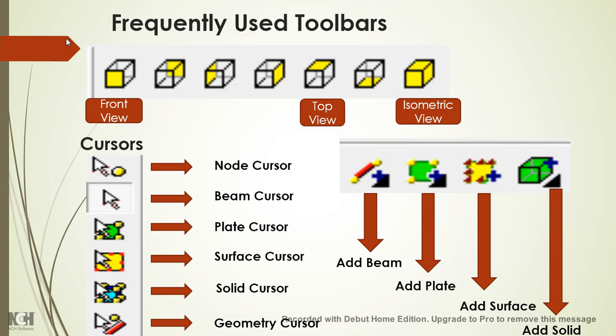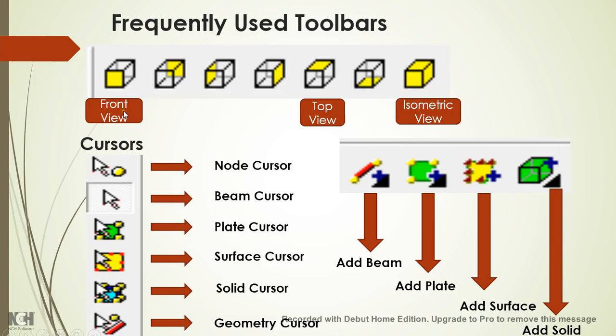Okay, so these are about the tools. The first option will be the front view. We can see the front view will be shown by this yellow shaded color. This will be the front view, and this will be your top view. At the top it will be showing the shaded yellow color, and this will be the isometric, this one.